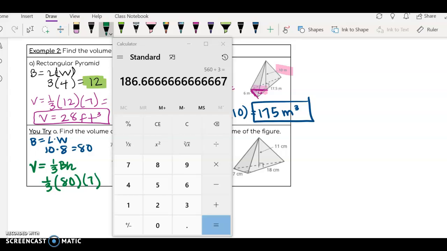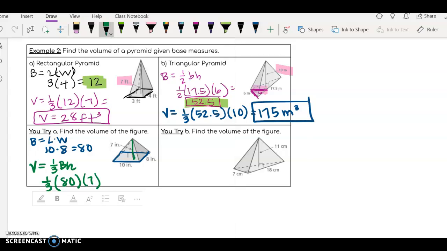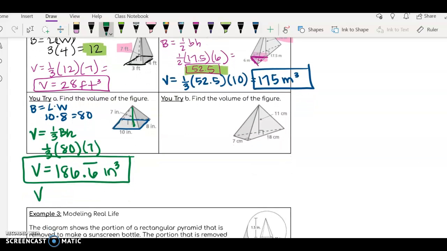And we got 186.6666. So it goes on forever, and that's okay. That's okay that we got a fraction or a decimal as our answer. So this is just saying we have 186.6 repeating inches cubed. So sometimes that will happen. You also could have written that as volume equals 186 2/3 inches cubed. Either one of those would work.